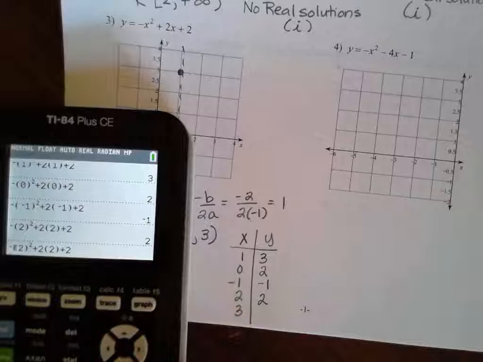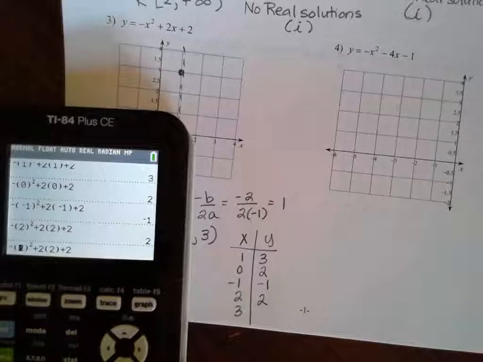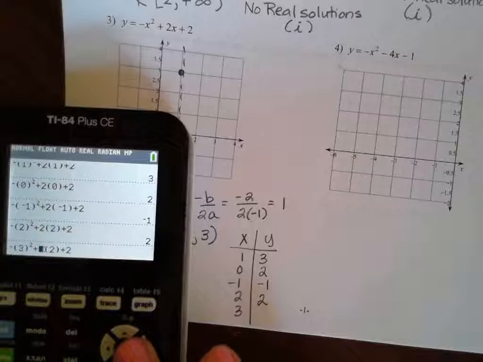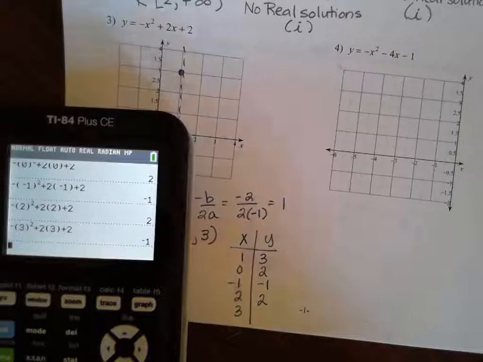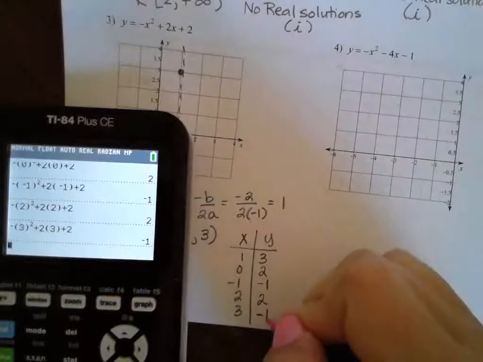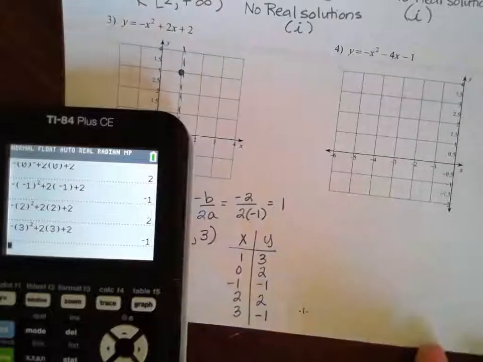If I am going too fast at any time, oh, I just made a mistake. I can't talk and do this at the same time. If I'm ever going too fast in these videos, please pause them. Pause the video so you can catch up, and then hit play and it'll start up again. Okay, negative 1. There you go.